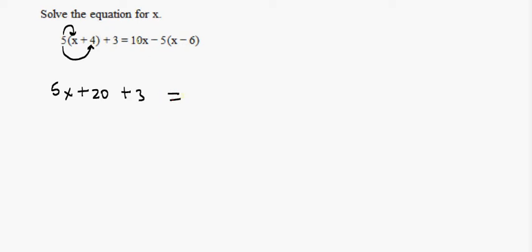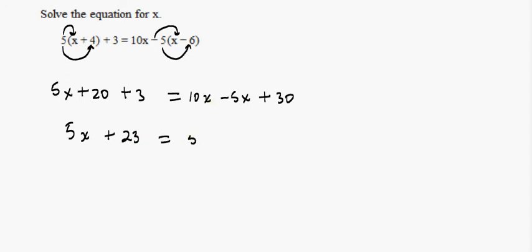On the right side, we've got 10x, and then we have to distribute the negative 5 through the second set of parentheses. Now watch the signs. Negative 5 times x is negative 5x. Negative 5 times negative 6 is plus 30. Now we collect the like terms on each side. Well, 20 plus 3 adds up to give us 5x plus 23. And on the right side, 10x minus 5x is 5x plus 30.